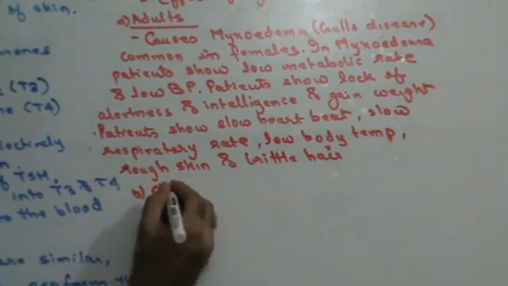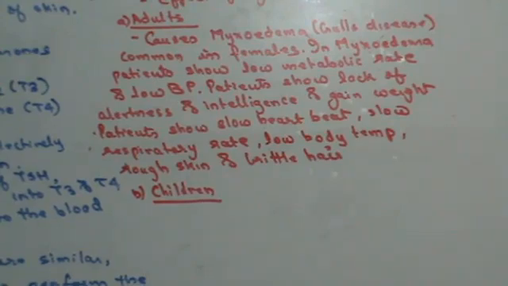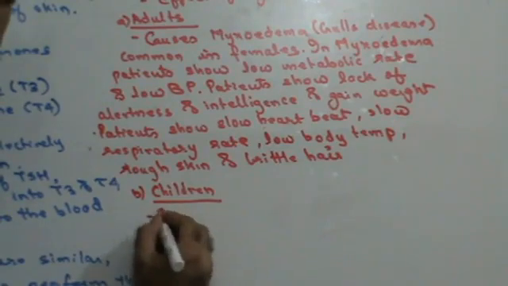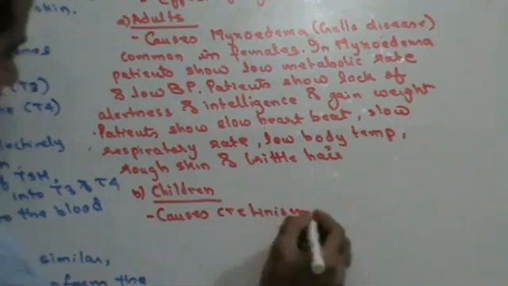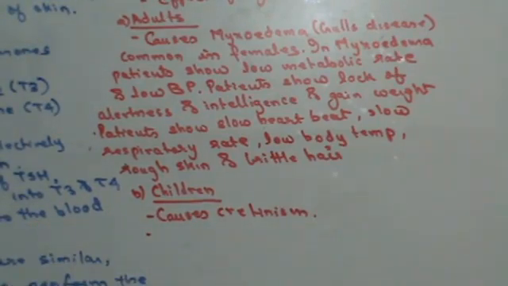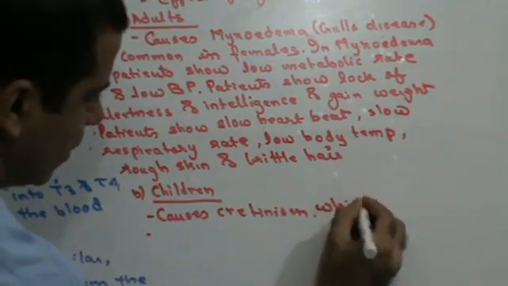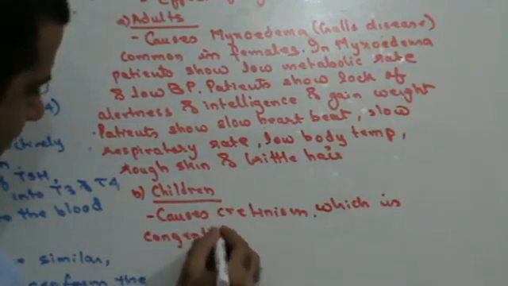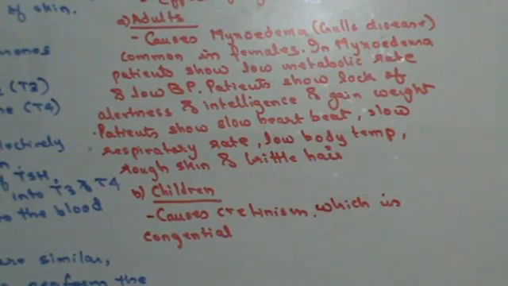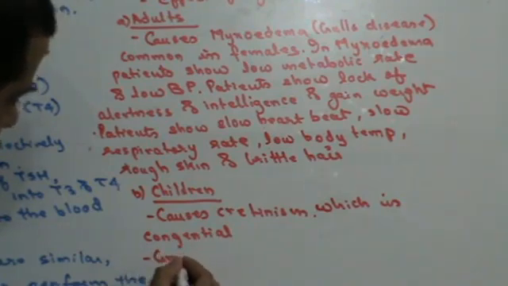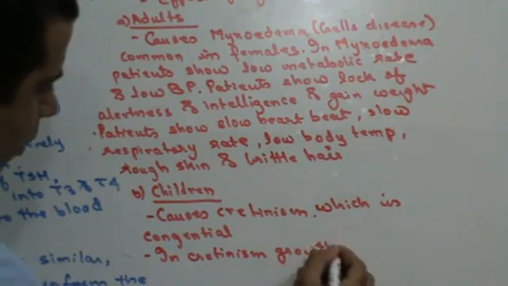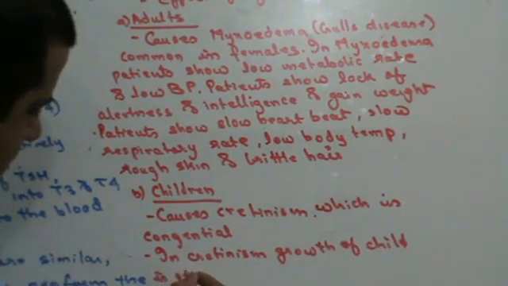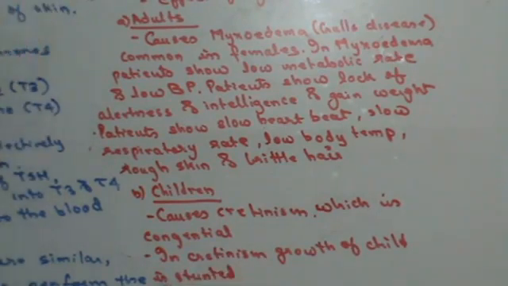In children, how does it affect them? It causes cretinism, which is congenital, that is, it is developed at birth. In cretinism, the growth of the child is stunted.